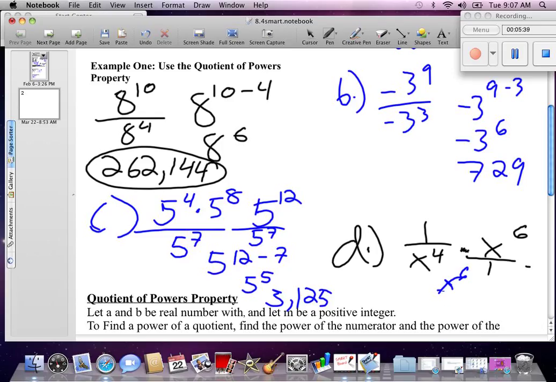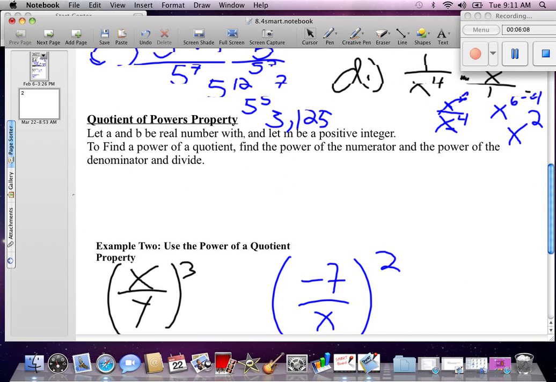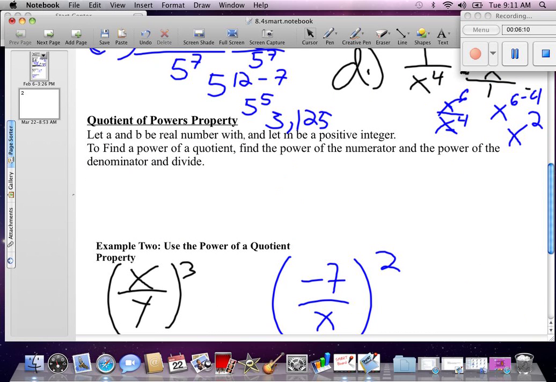X to the 4th. Okay? And what's our new rule, Haley? What am I going to do with those exponents? I'm going to... Yep, so x to the 6th minus x to the 4th gives me what, Haley? 6 minus 4? 2. Can I plug that into my calculator and come up with a number? No. Because it's a letter, right? Okay. All right, so ladies and gentlemen, we're going to go down to the quotient of powers property.